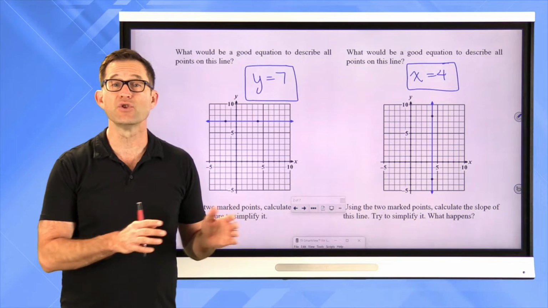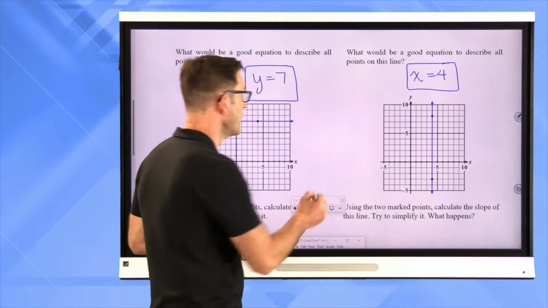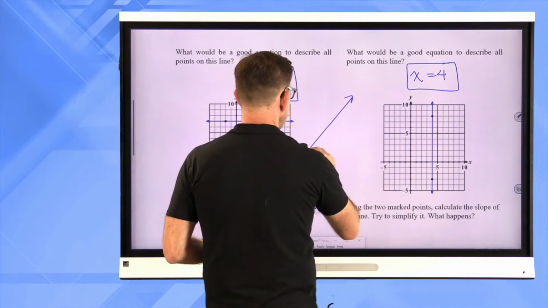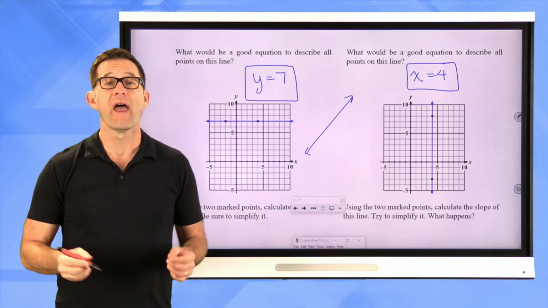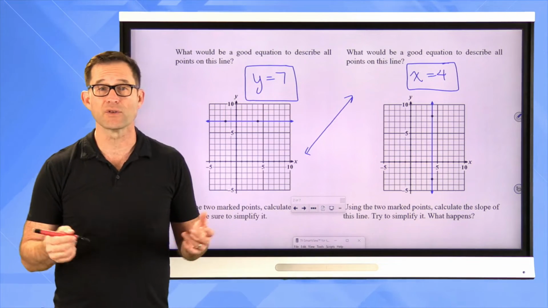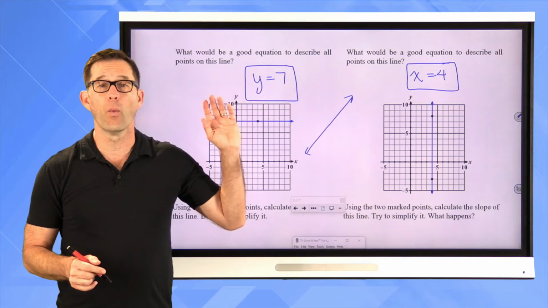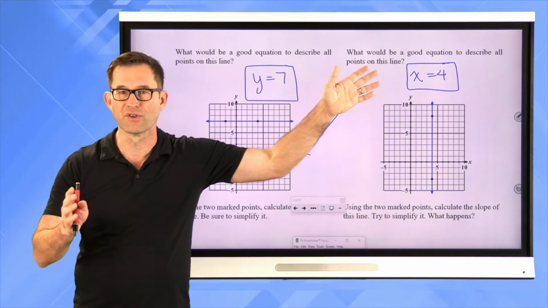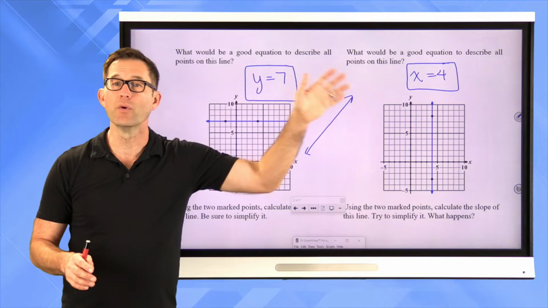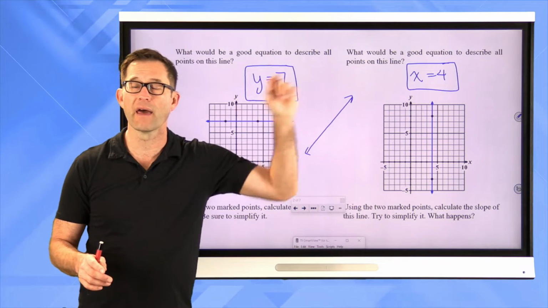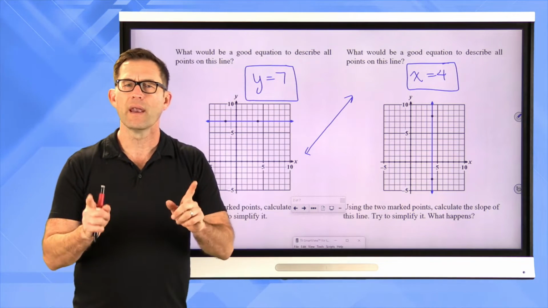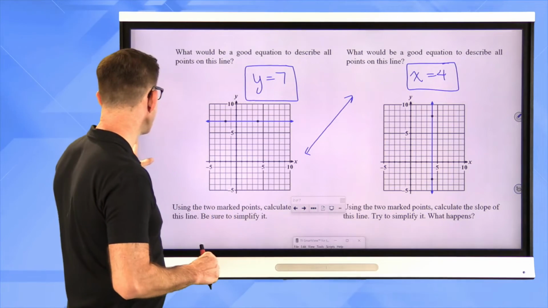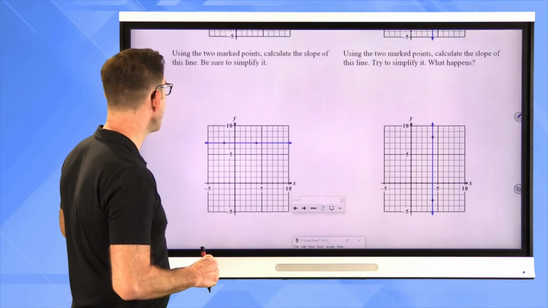And that's because as you move along a slanted line, both the x coordinates and the y coordinates change, right? So you can't say, oh, y is equal to just some number, or x is equal to just some number. But that is true for both horizontal and vertical lines. Now let's get into something that's very important, which is the slopes of these lines.